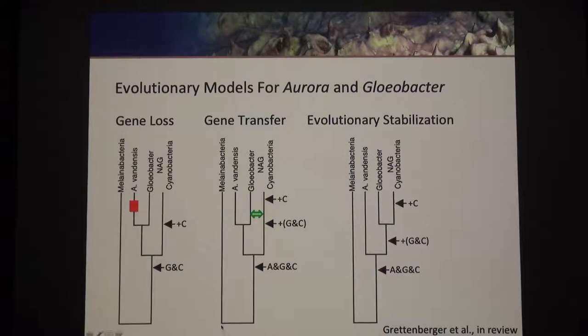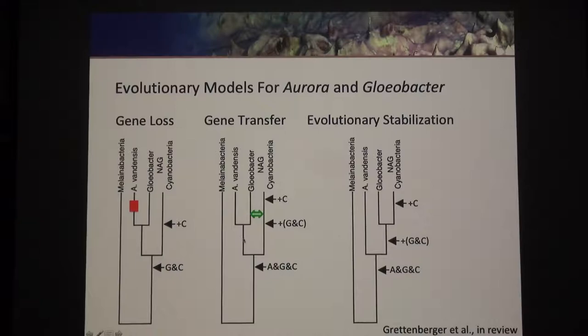Second model is that you have gene transfer, which we know happens. In that case, all the genes shared by the Aurora, Gloeobacter, and cyanobacteria were present, but not the ones that are missing in Aurora. And then either the Gloeobacter or cyanobacteria evolved the ones they share, and they transferred them back and forth, and the cyanobacteria evolved more. These are two end-member models if the Aurora and Gloeobacter branched from an ancestral lineage.